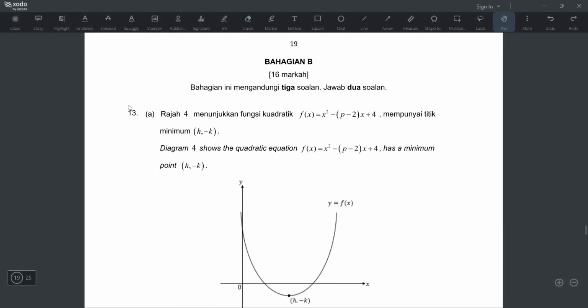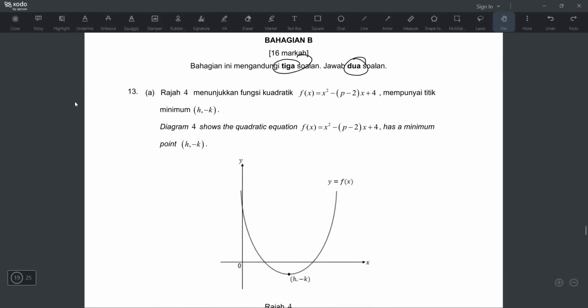Okay, now we are at bahagian B already. So bahagian ini mengenai 3 soalan, jawab 2 soalan. Okay, I'll jawab all 3. Yeah, in this video I'll jawab all 3, all the questions.